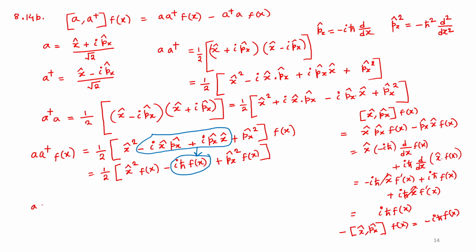What about a dagger a f of x? That is half x squared plus... Oh, I missed one term. See, that is one mistake. So I missed this I, right? So it would be I square, right?